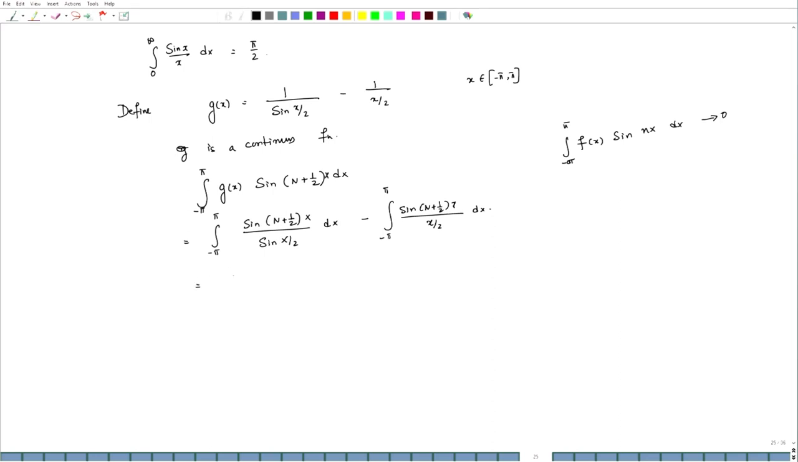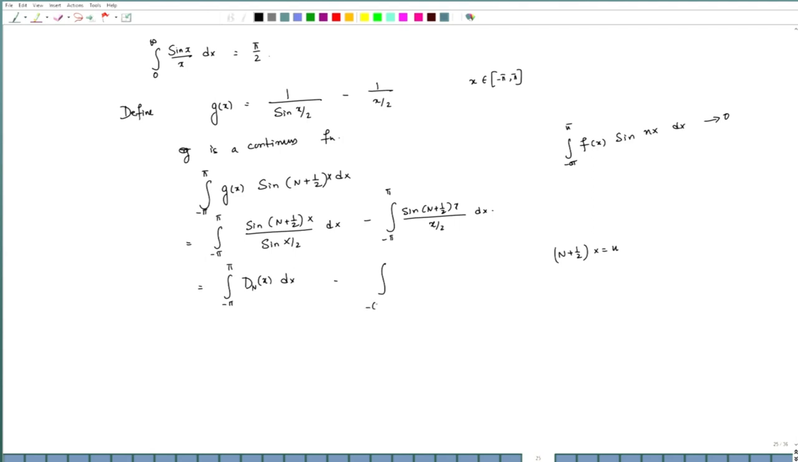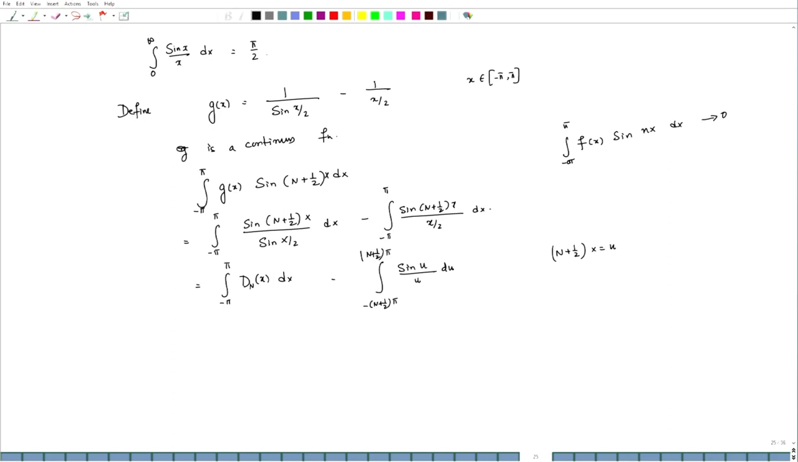Now, this is nothing but, recall, the integral from minus pi to pi of D n of x dx. Now if I make a change of variable, take n plus 1 by 2 of x equal to u, then this becomes the integral from minus (n plus 1 half) pi to (n plus 1 half) pi of sin u du, and then there is a factor of dx by du, that is, a factor of x by 2 is going to come to the top.